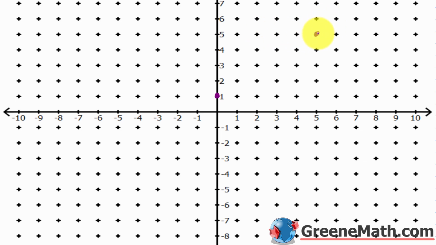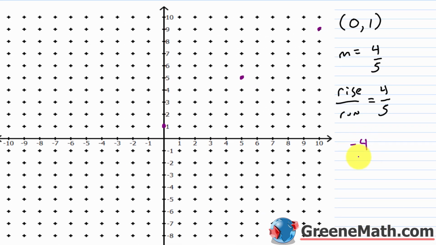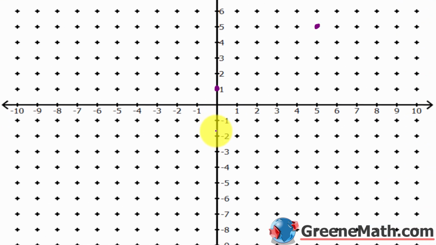I'm going to, again, rise 4. 1, 2, 3, 4. Run 5. 1, 2, 3, 4, 5. And if I want some points over here, I can write this as -4 over -5. Right? Negative over negative is still positive. So I would fall 4. 1, 2, 3, 4. And I would go to the left 5. 1, 2, 3, 4, and 5. So that point's on the line as well.